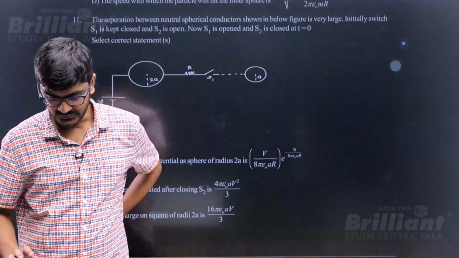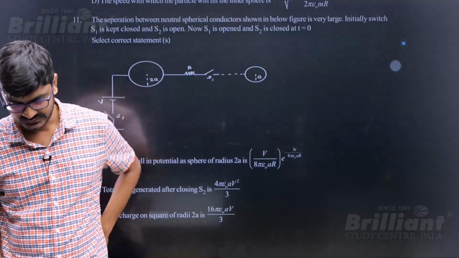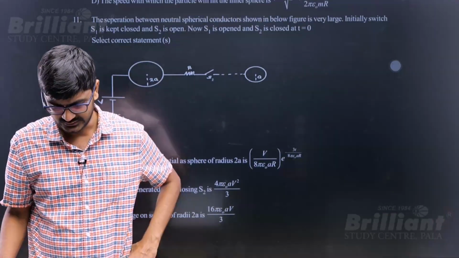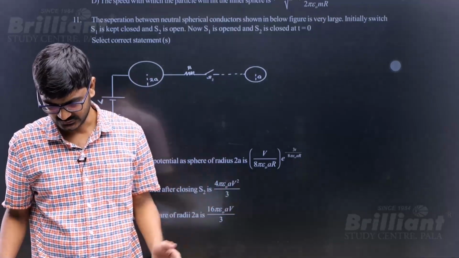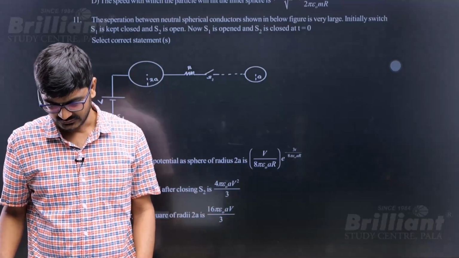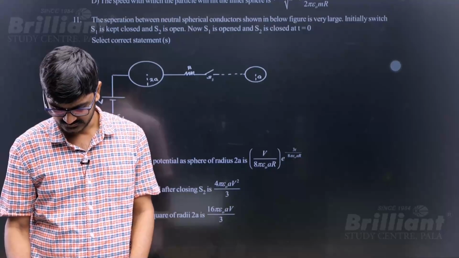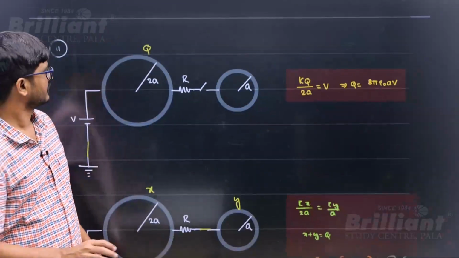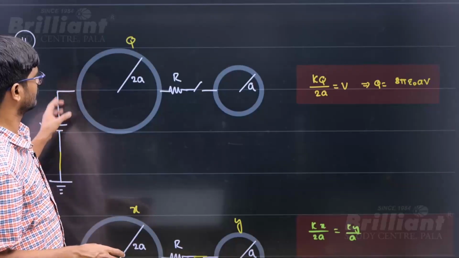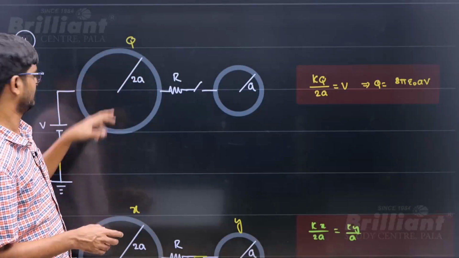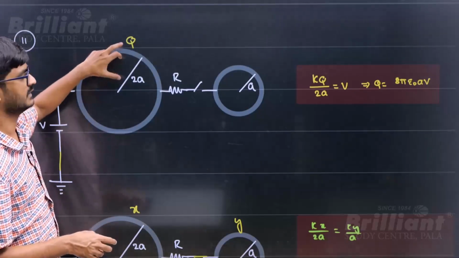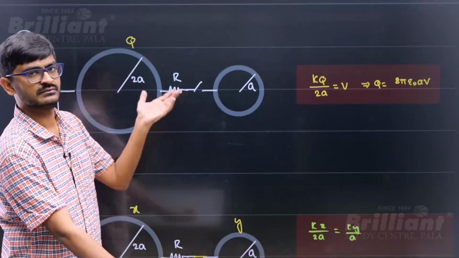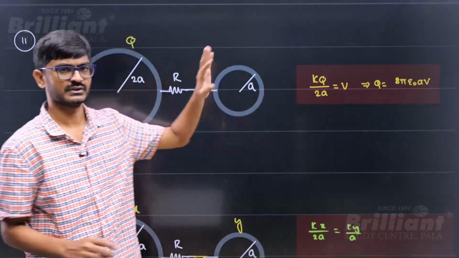The separation between the neutral spherical conductors shown in the figure below is large. Initially switch S1 is kept closed and S2 is open. Now S1 is open and S2 is closed. So again it's the same pattern, right? Initially you are closing this. When you close this, it will get a charge Q, till when? Till the potential becomes V. So kQ by 2A is V. From there I can get the value of Q. So that's the first step.